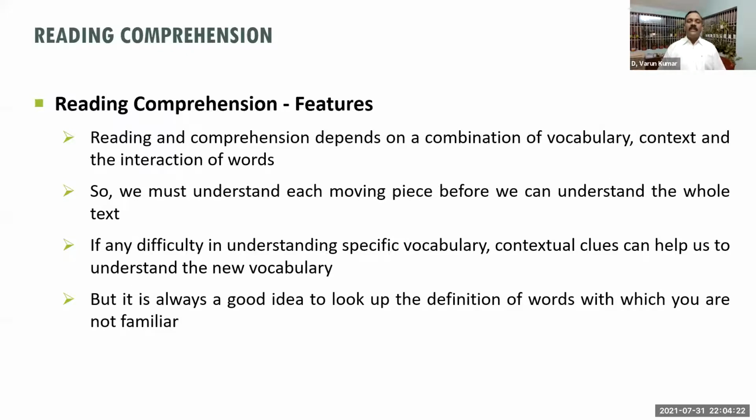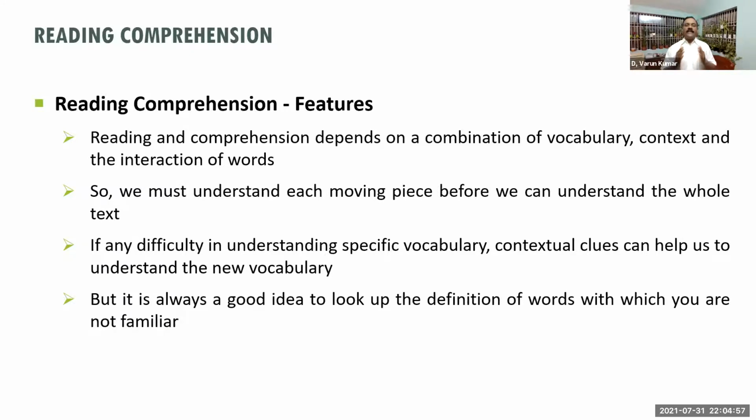So what are the features of reading comprehension? Reading comprehension depends on a combination of vocabulary, new vocabulary, context, and the interaction of words. This is the main feature. We must understand each moving piece before we can understand the whole text. That is important. First we should understand the chunks, then finally we get the meaning or total idea of the given text.